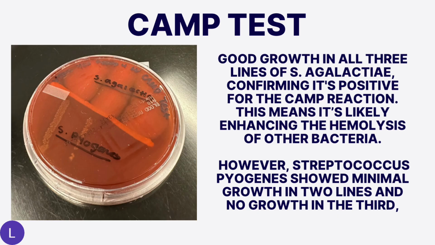For the CAMP test results, we could see good growth in all three lines of the Streptococcus agalactiae, confirming that it's positive for the CAMP reaction. This means it's likely enhancing the hemolysis of other bacteria. However, S. pyogenes shows minimal growth in two lines and no growth in the third line.